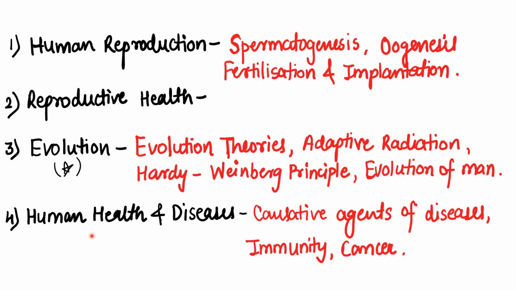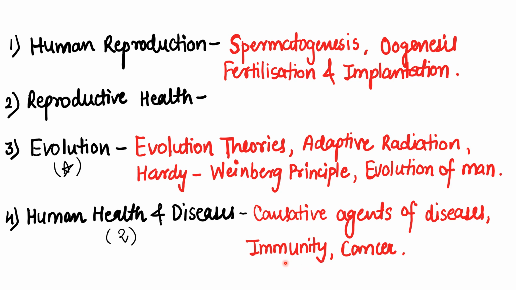Then the fourth chapter is human health and diseases. This is an easy chapter. 2 questions are asked on an average. Here you have to learn about causative agents of diseases. There are some diseases given in the NCERT: bacterial diseases, viral diseases, protozoan diseases, and diseases caused by worms. So the causative agents of those diseases are asked.